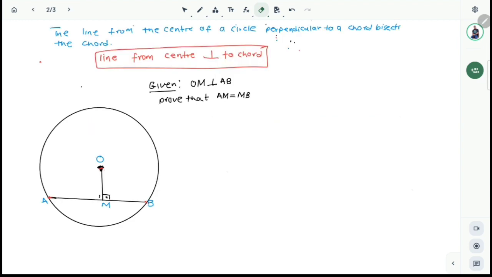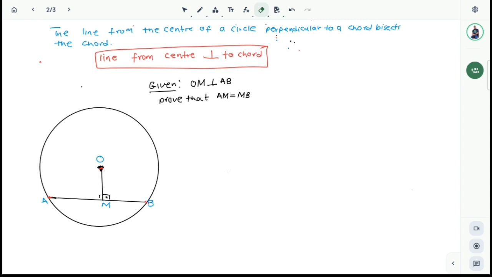Theorem number 1 states that the line from the center of a circle perpendicular to a chord bisects the chord. Just in short, we're talking about a line from center perpendicular to chord. But it is quite important for you to memorize the whole entire statement, because they sometimes omit the key words through it, requesting you to fill in. So you need to note that.